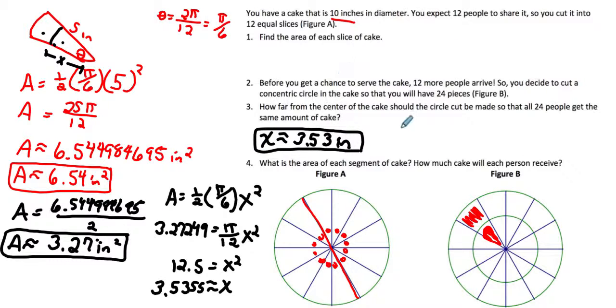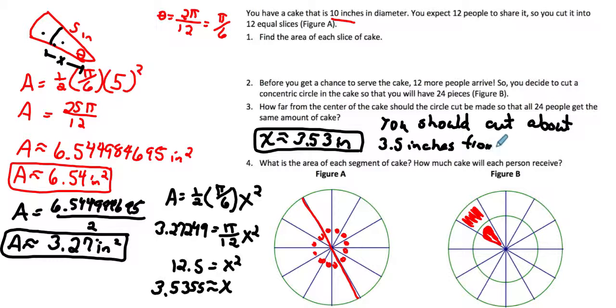So let's see, how would I write that as a sentence? You should cut about 3.5 inches from the center of the circle to form the 24 equal pie pieces.